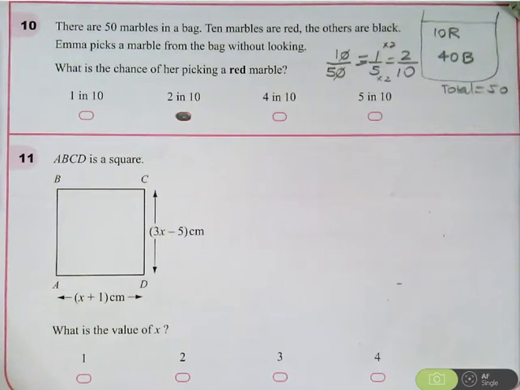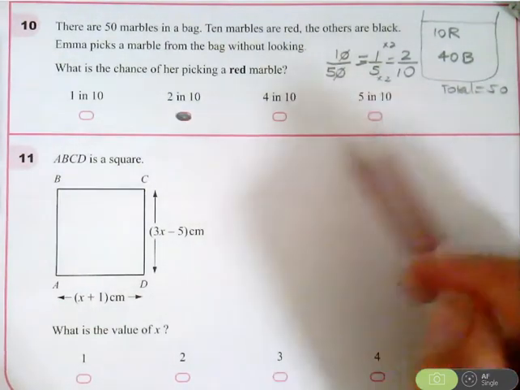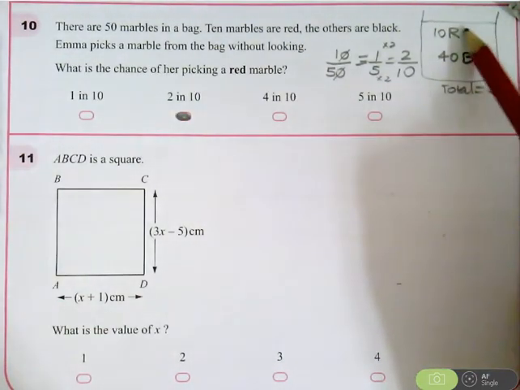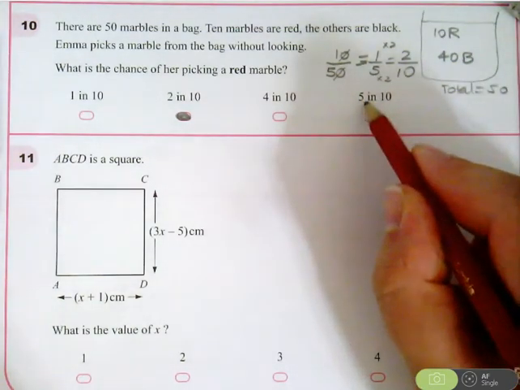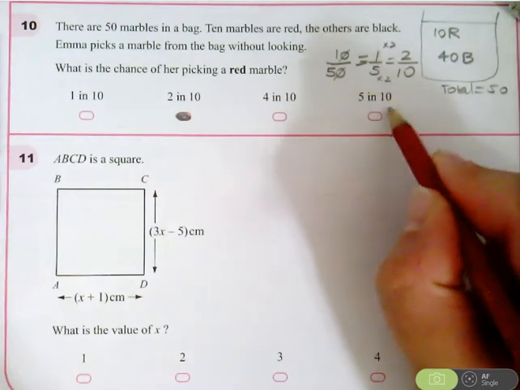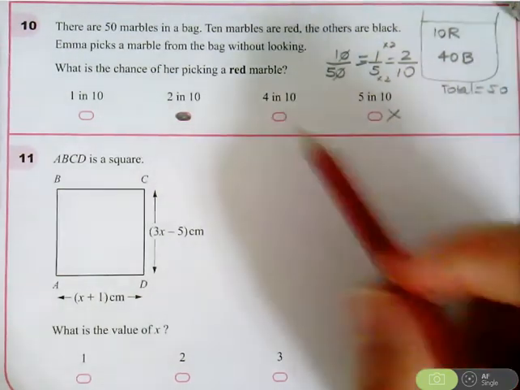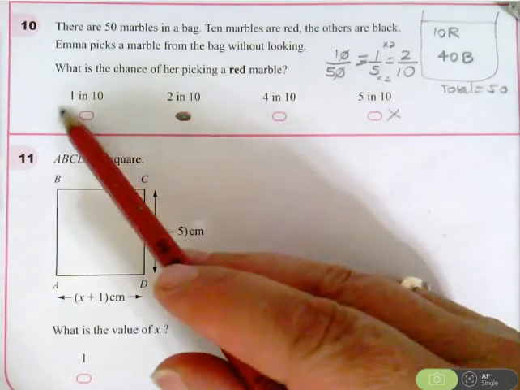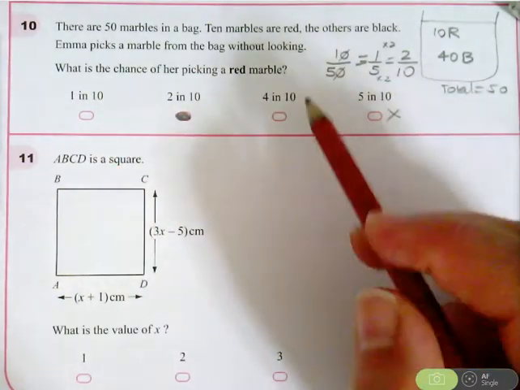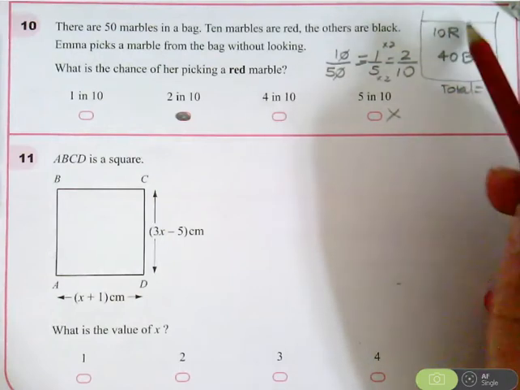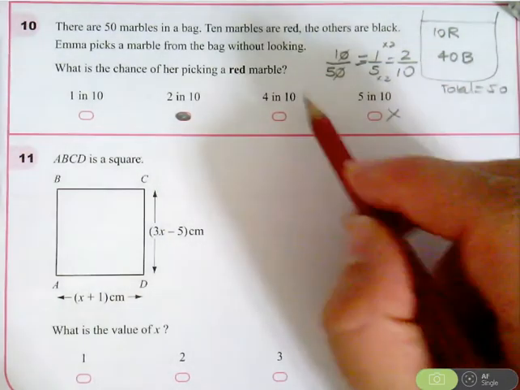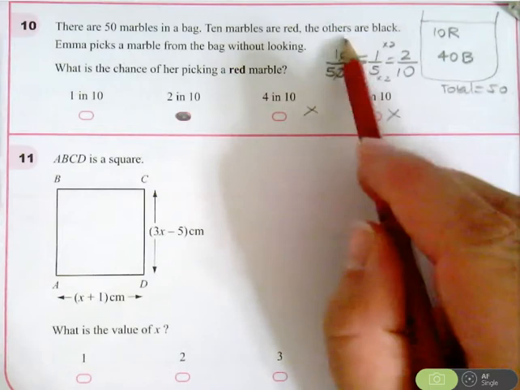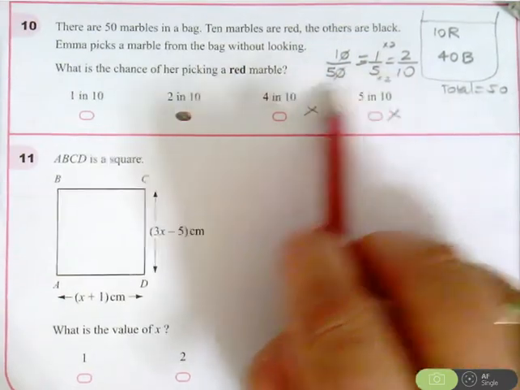The other thing you might do is you can eliminate some of the solutions. So you know you've got 10 red and 40 black, so you've got 10 out of 50. If it was a 5 in 10 chance, that's half, so you know that's definitely not right. 4 in 10 just seems like too many, because it's just under a half, and 10 out of 50 is a lot less than a half, so that one's not right. This is like a mathematical way of doing it.